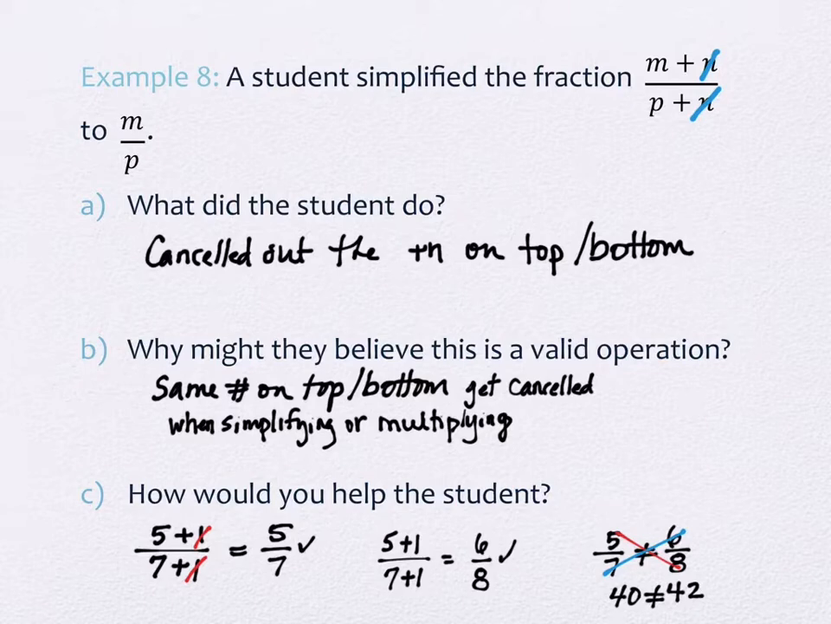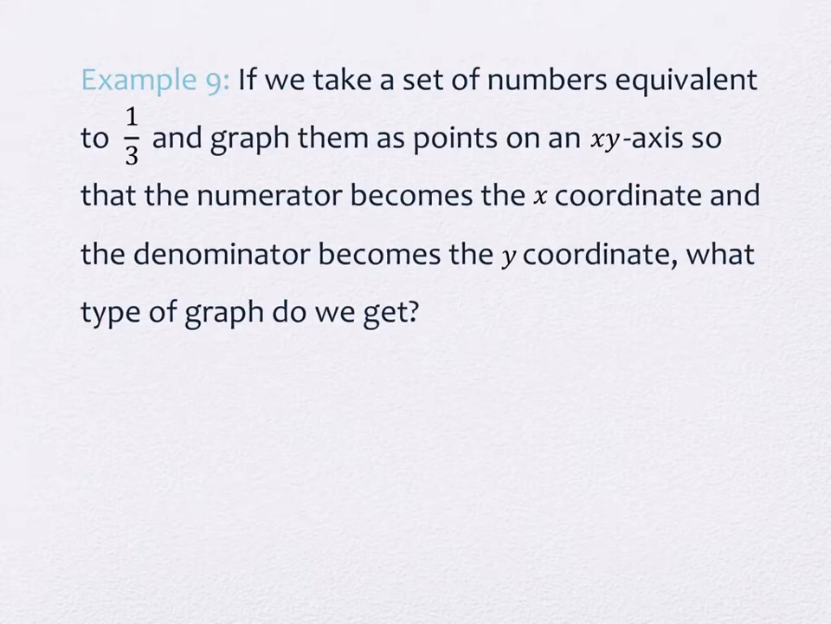All right, one more example. If we take the set of numbers equivalent to 1/3 and graph them as points on an xy axis so that the numerator becomes the x coordinate and the denominator becomes the y coordinate, what type of graph do we get? So this is an interesting problem. It kind of mixes a little bit of geometry in with some number sense. So let's start with the first part of the directions. It wants a set of numbers equivalent to 1/3.